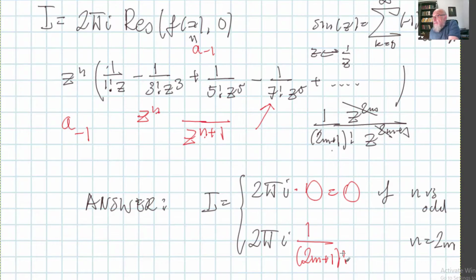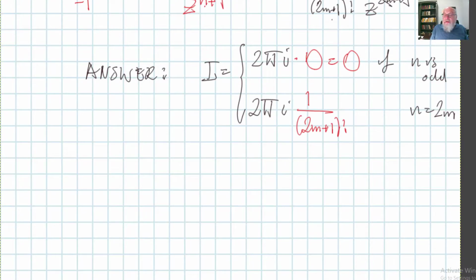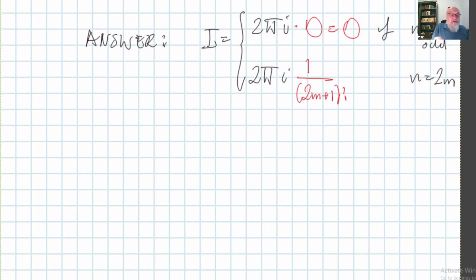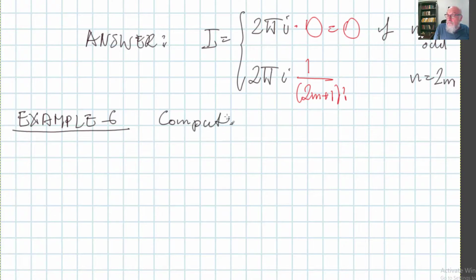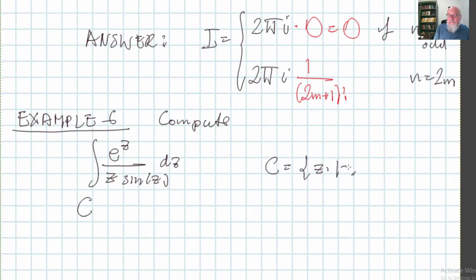And now we can just do one more problem. This was which one? Yes, 5. Example 6. So let's compute another integral, e^z over z sine of z dz, and here C is again the unit circle.